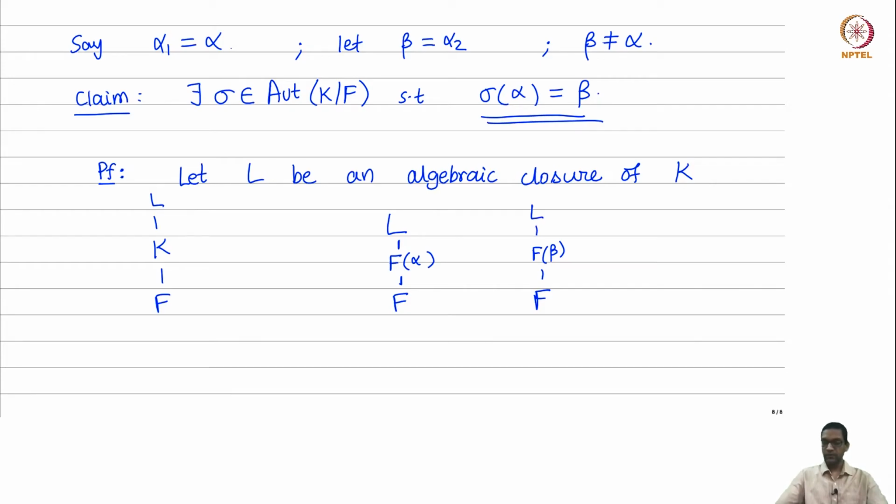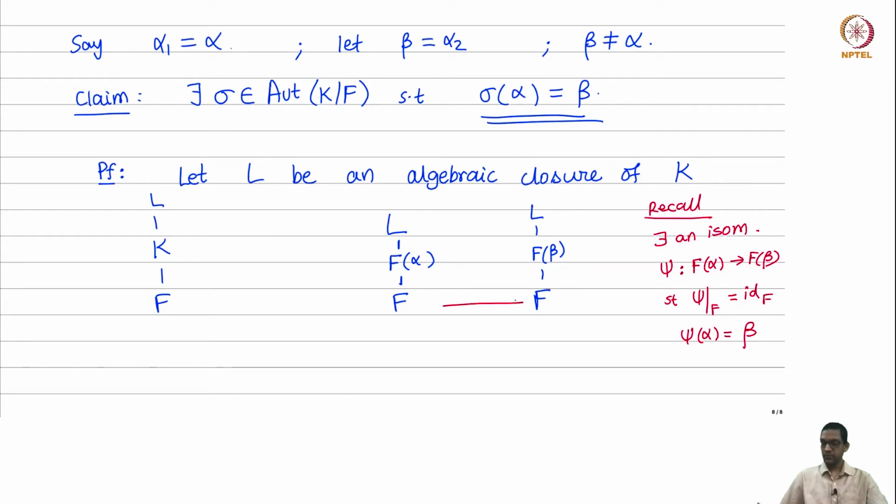Now recall the following facts. Again, the same argument which we have seen before. So recall F alpha and F beta are actually isomorphic fields. Okay, there exists an isomorphism of fields, we call it psi, from F alpha to F beta, with the following properties: psi restricted to F is just the identity map on F, and psi takes alpha to beta.